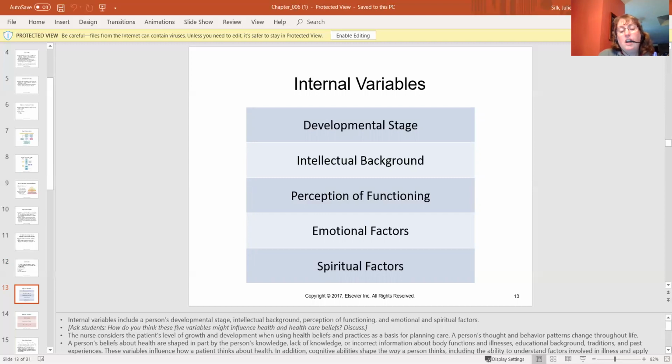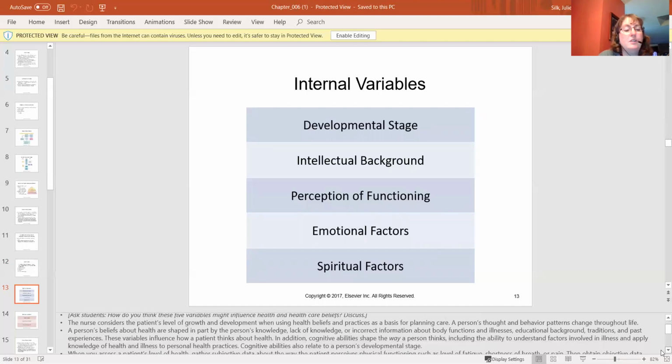In addition, cognitive abilities shape the way a person thinks, including the ability to understand factors involved in illness and apply these experiences.